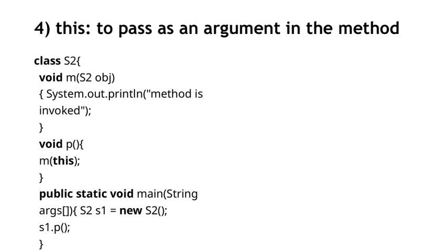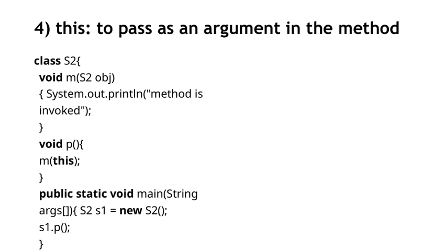It's like giving the method a reference to the current object so it can operate on it or pass it around as needed. Finally, in the main method, we create an instance of S2 called S1, and then we call S1.p. When we do this, the p method executes, which in turn calls m(this), passing the current object S1 to the method m. This example really highlights how the concept of passing this as an argument can be used to facilitate object interactions within a class.